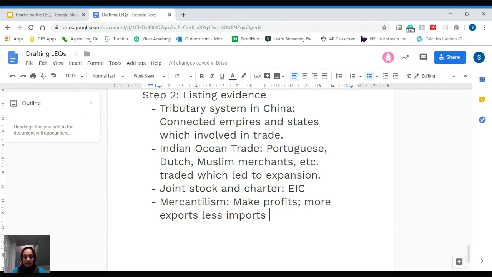So we have this mercantilist system, and we have these joint stock and charter companies. So these all would work.